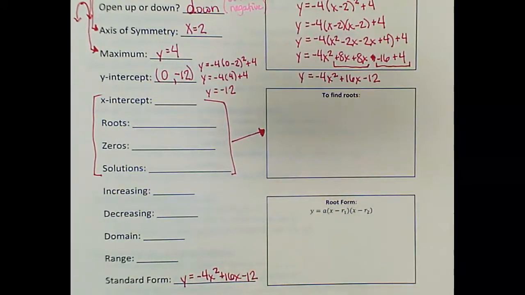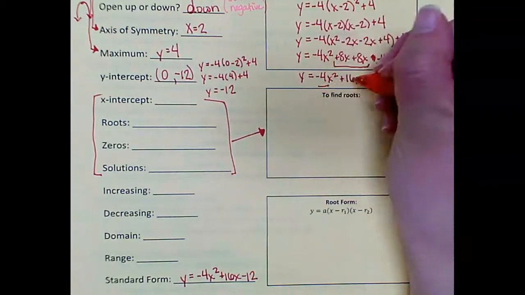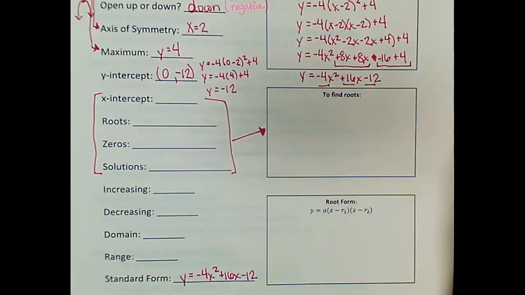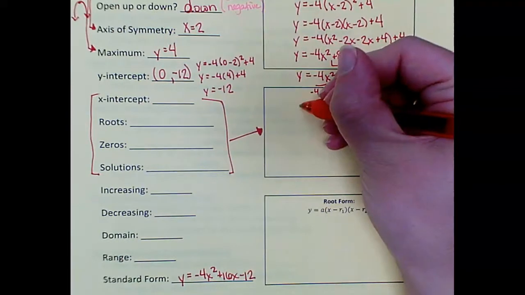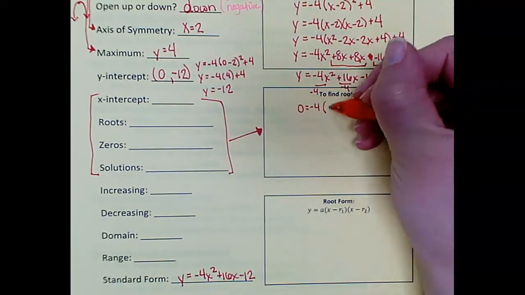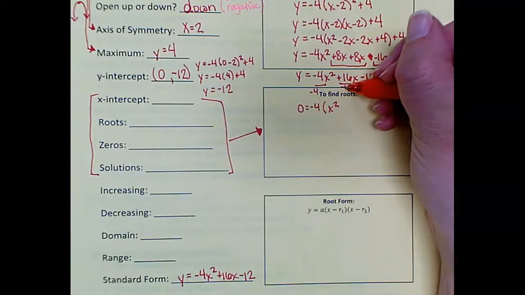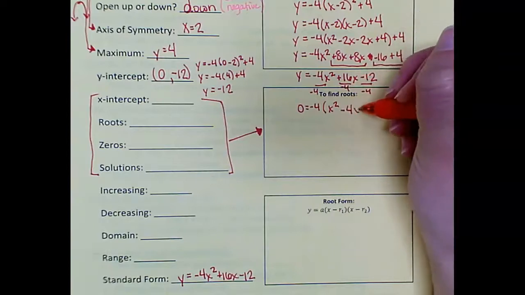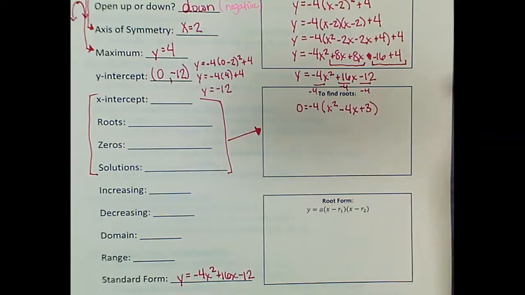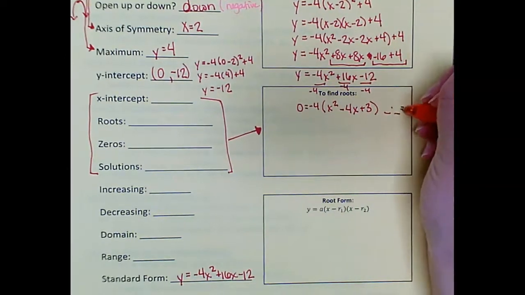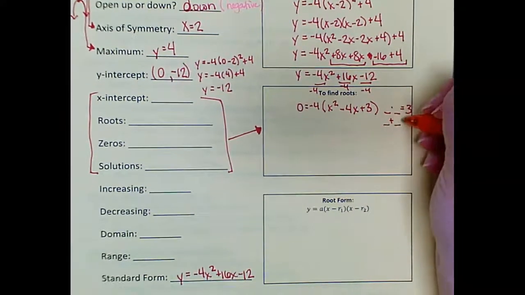Okay. So if I want to find my roots, I can either factor or I can use quadratic formula. It doesn't matter which one. I think I'm going to go ahead and factor. I'm going to divide all of these by a GCF of what? Negative 4. So 0 equals negative 4 times x squared, 16 divided by negative 4 is minus 4x, and negative 12 divided by negative 4 is positive 3. I need two numbers that multiply to be 3, and at the same time they need to add to be negative 4.